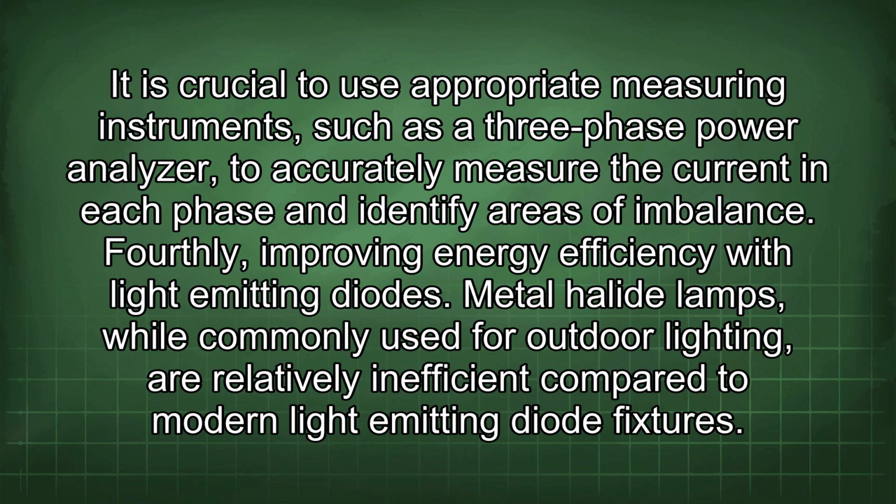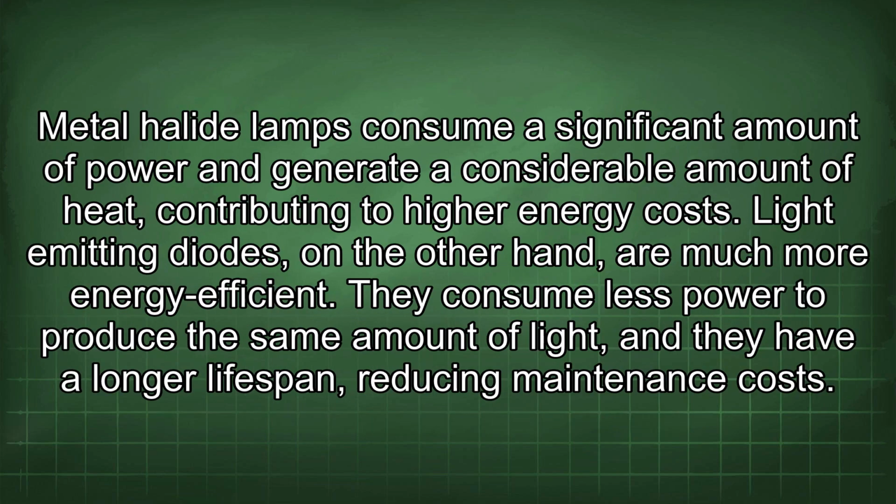Fourthly, improving energy efficiency with light-emitting diodes. Metal halide lamps, while commonly used for outdoor lighting, are relatively inefficient compared to modern light-emitting diode fixtures. Metal halide lamps consume a significant amount of power and generate a considerable amount of heat, contributing to higher energy costs. Light-emitting diodes, on the other hand, are much more energy efficient.